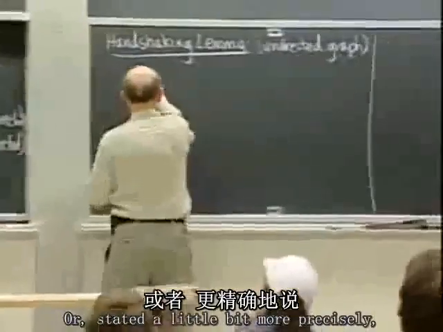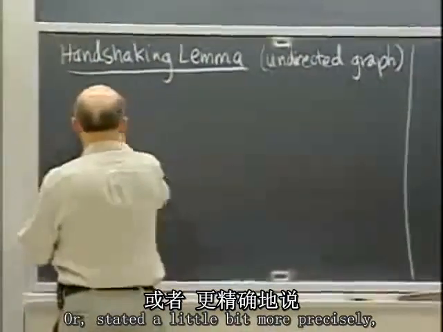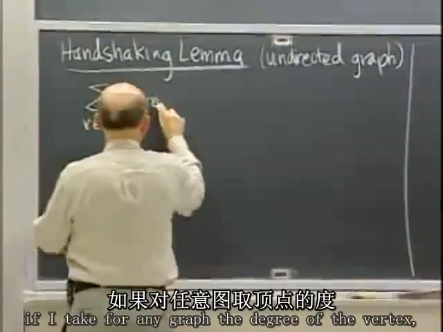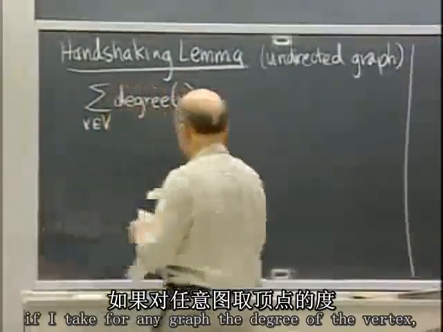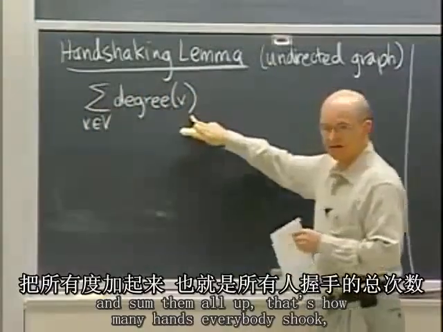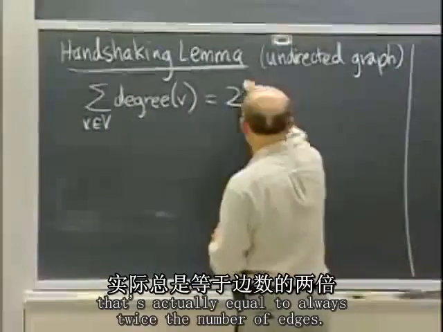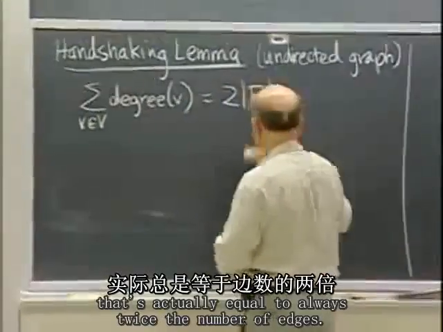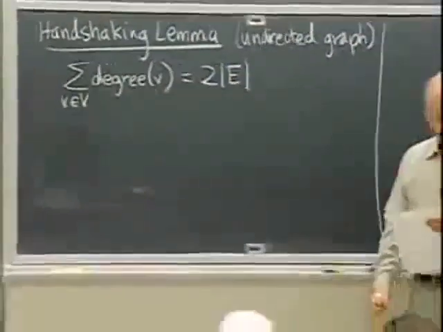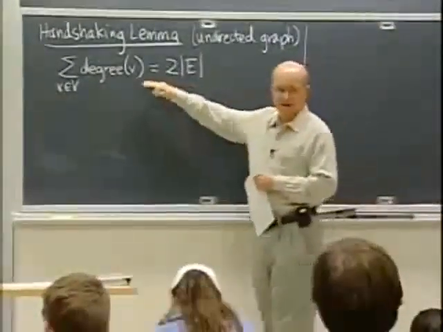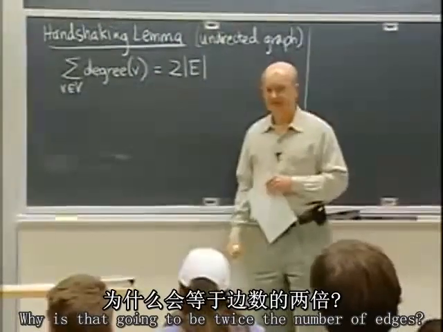Or, stated a little bit more precisely, if I take for any graph the degree of the vertex and sum them all up, that's how many hands everybody shook, okay? That's actually equal to always twice the number of edges. Okay? So why is that going to be true? Why is it going to be twice the number of edges?